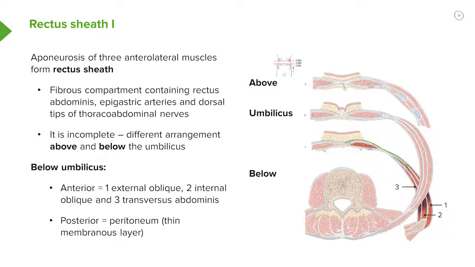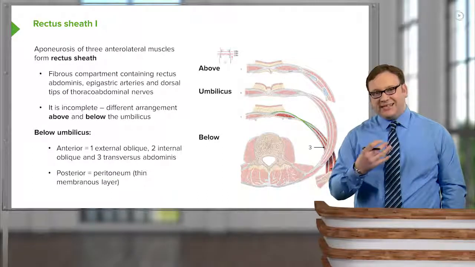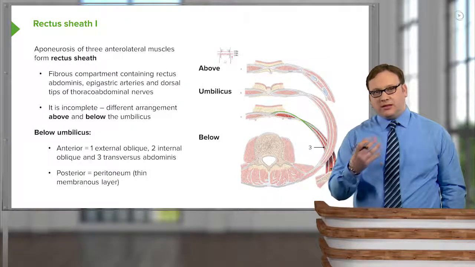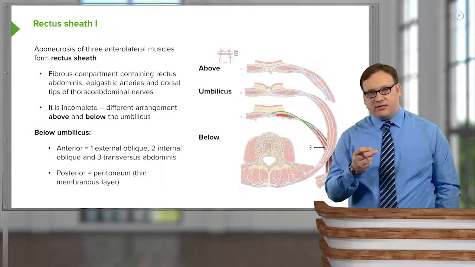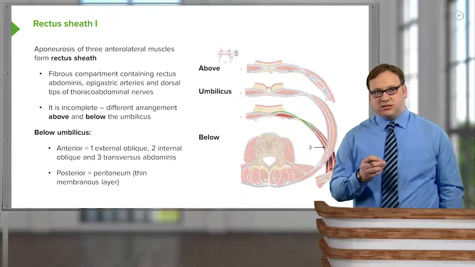External oblique, internal oblique, transverse abdominis. We can see that the aponeuroses from these muscles all pass anterior to rectus abdominis. So we can see that above and below the umbilicus, the rectus sheath is very different.